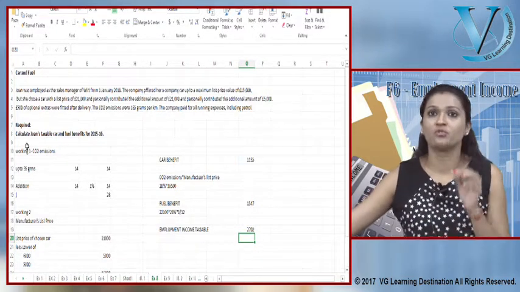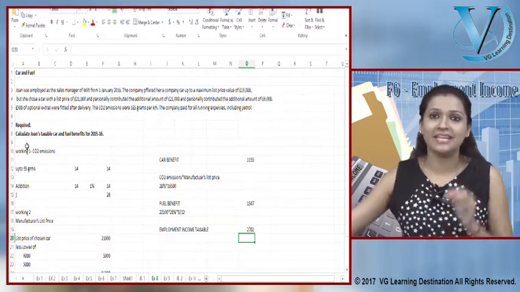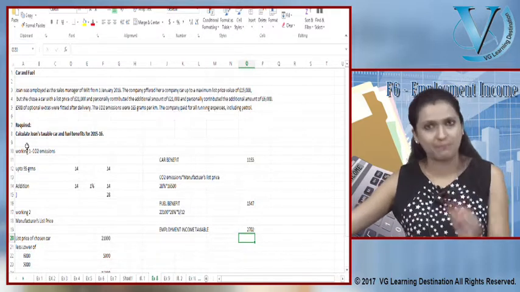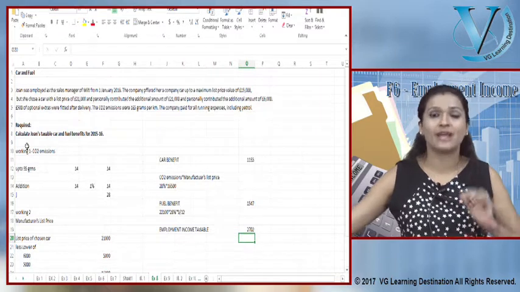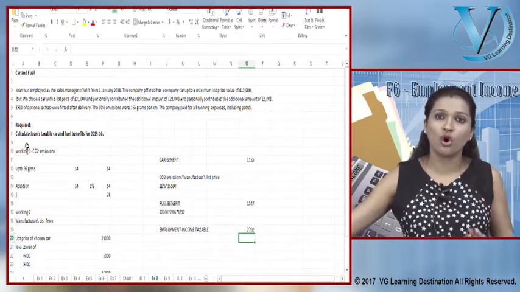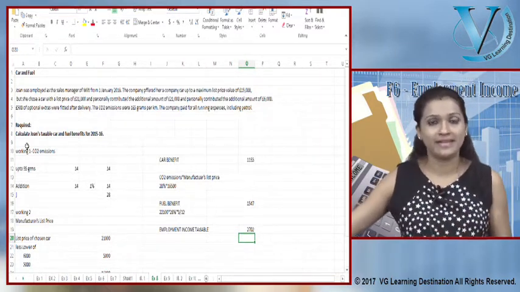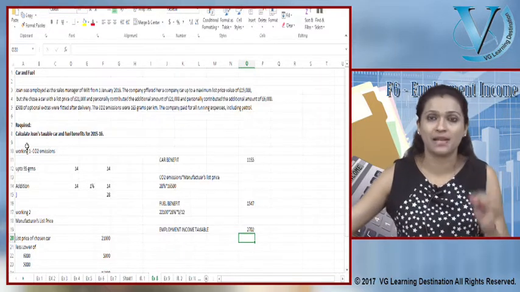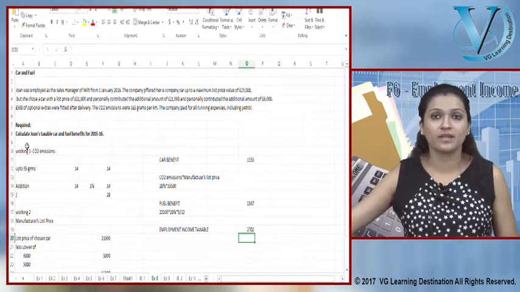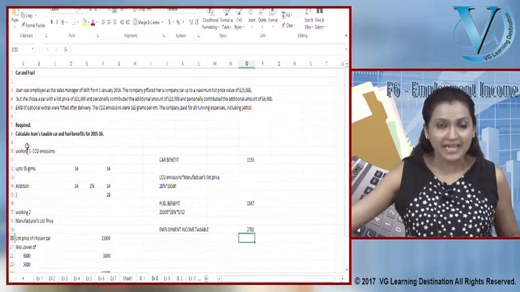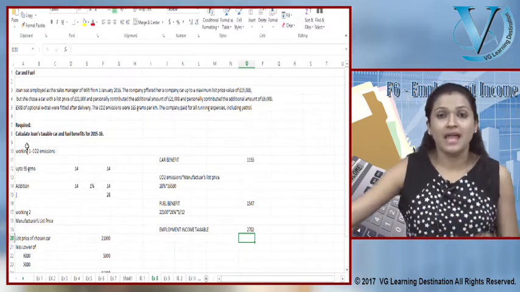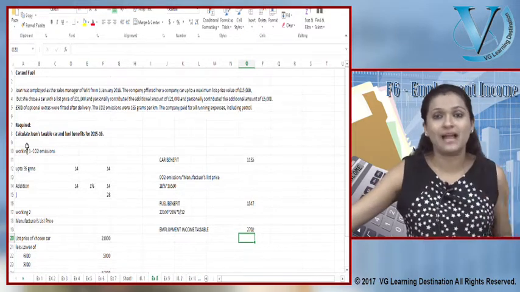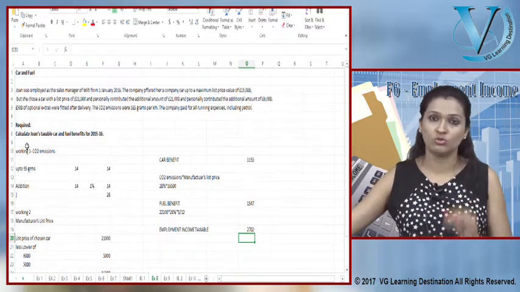So make sure that you do not get confused. Take each working separately, make separate workings for each of these benefits, calculate the assessable amount and just keep adding it on to your total employment income. Each of these workings are going to be marked separately. So please make sure that your workings are neat and legible, so the examiner is able to know that yes, you do know the rules of it.